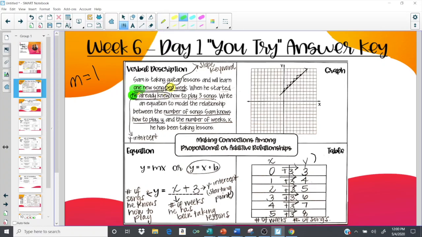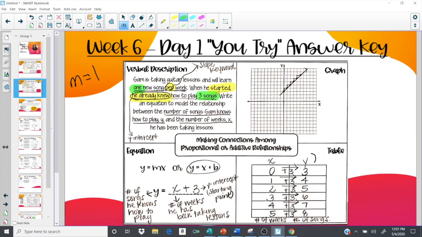I also see the phrase he already knew. You also could have highlighted or circled the word started instead of he already knew. Either one will work. So he already knew how to play 3 songs. Okay. So when he started out, he knew 3 songs.